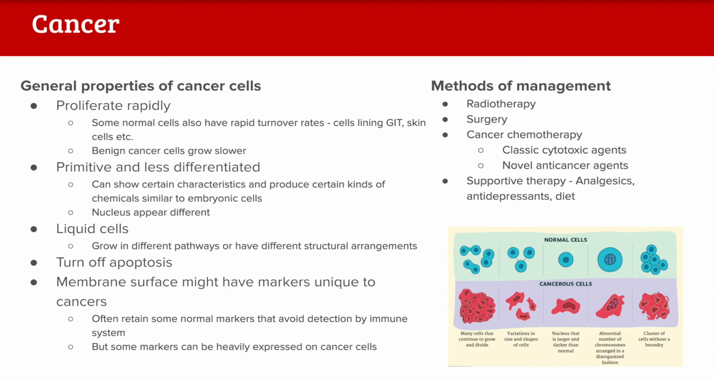Their membrane surface might have some markers that are unique to cancers. While they often retain some normal markers of normal cells, which allows them to avoid detection by our immune system, they can also have some markers that are heavily expressed or overexpressed on cancer cells, and we try to find those and target them as well. Then the methods of management, of course, are radiotherapy, surgery, chemo, or just supportive therapy like analgesics for the pain, antidepressants, and diet. The diagram on the bottom right is just a reminder of the difference between normal and cancer cells.